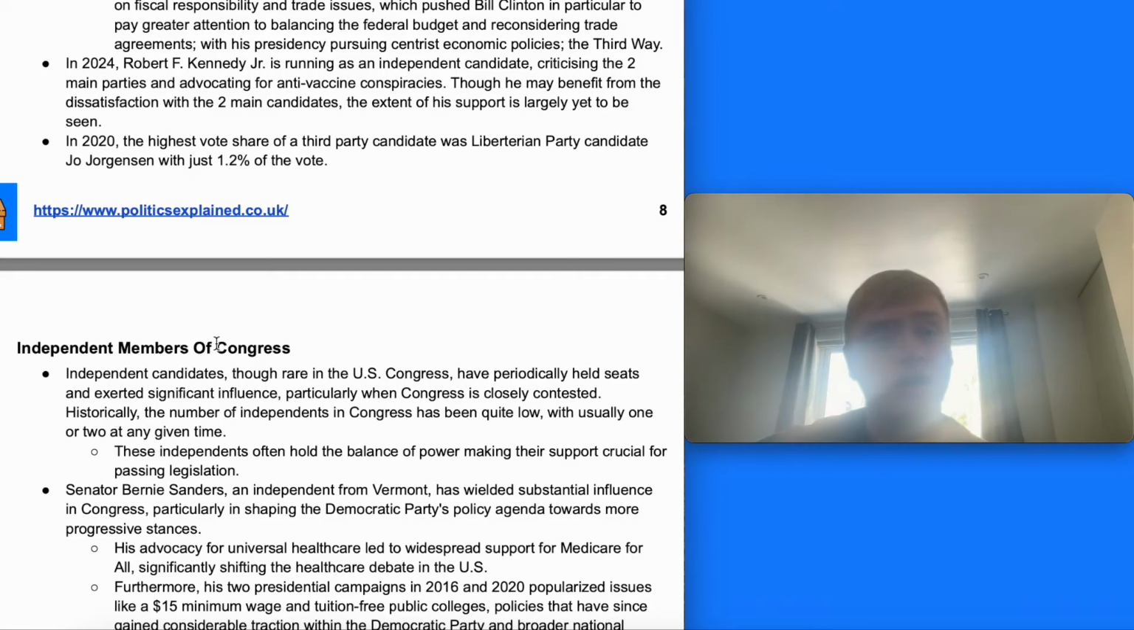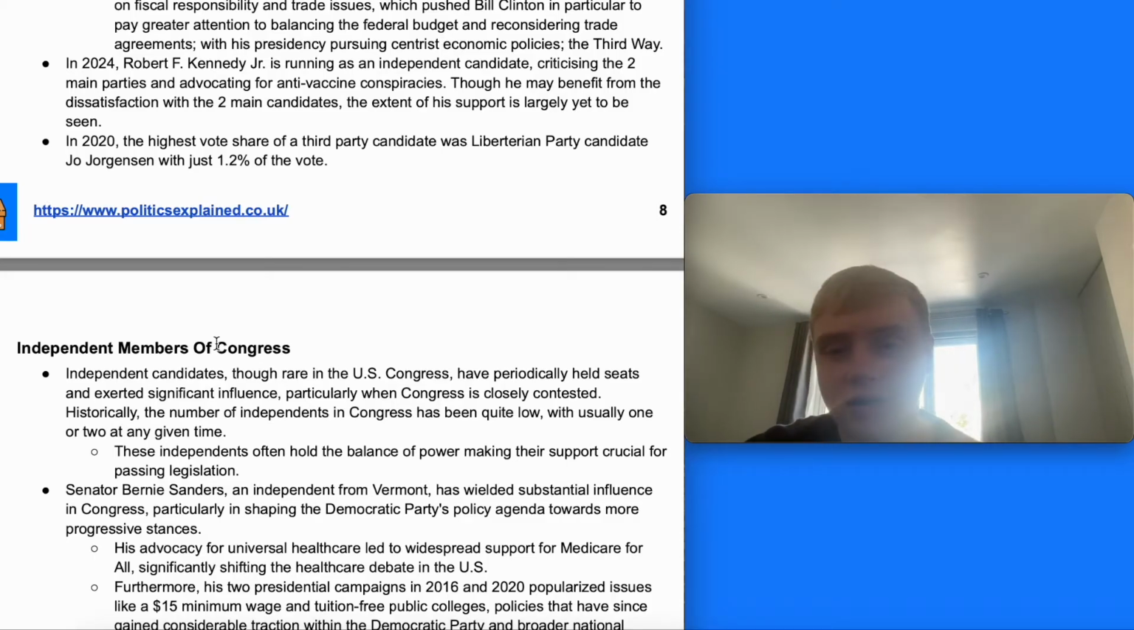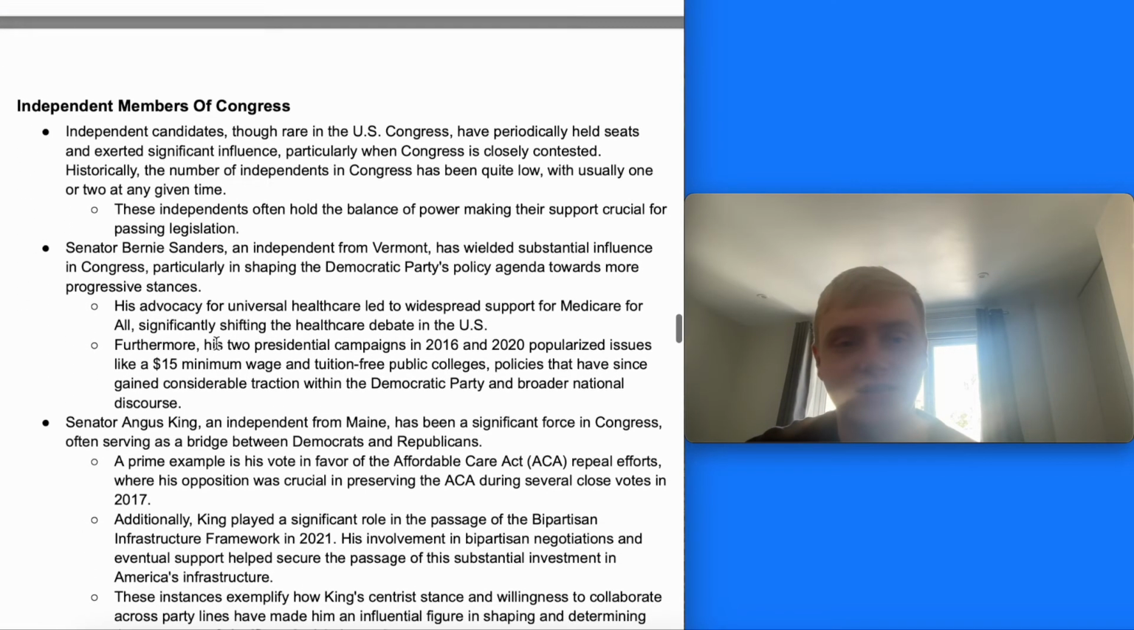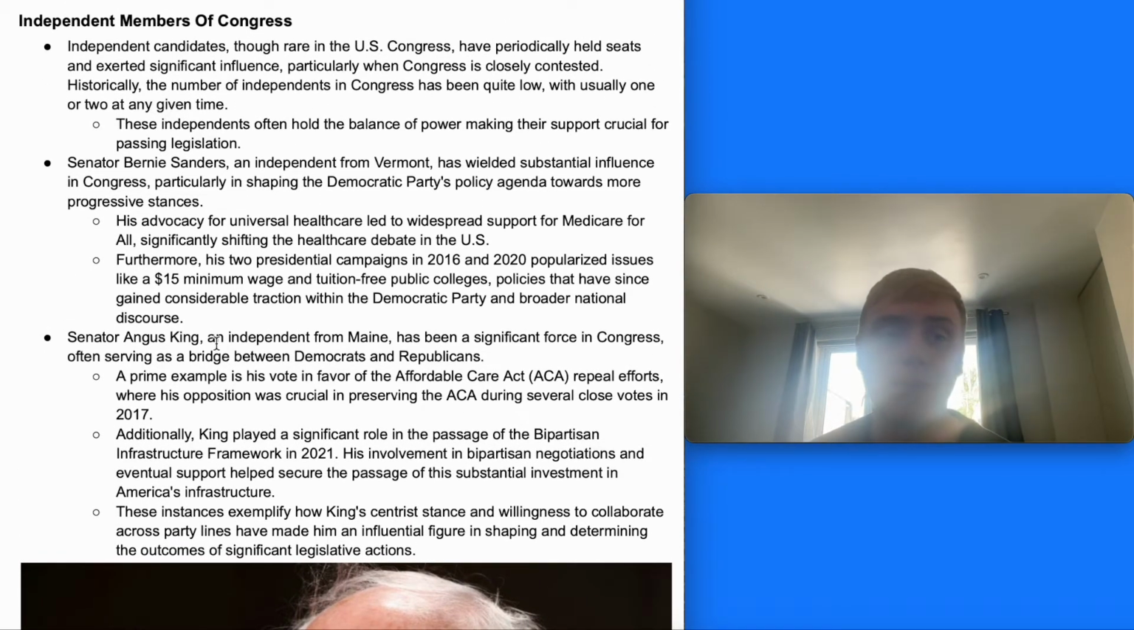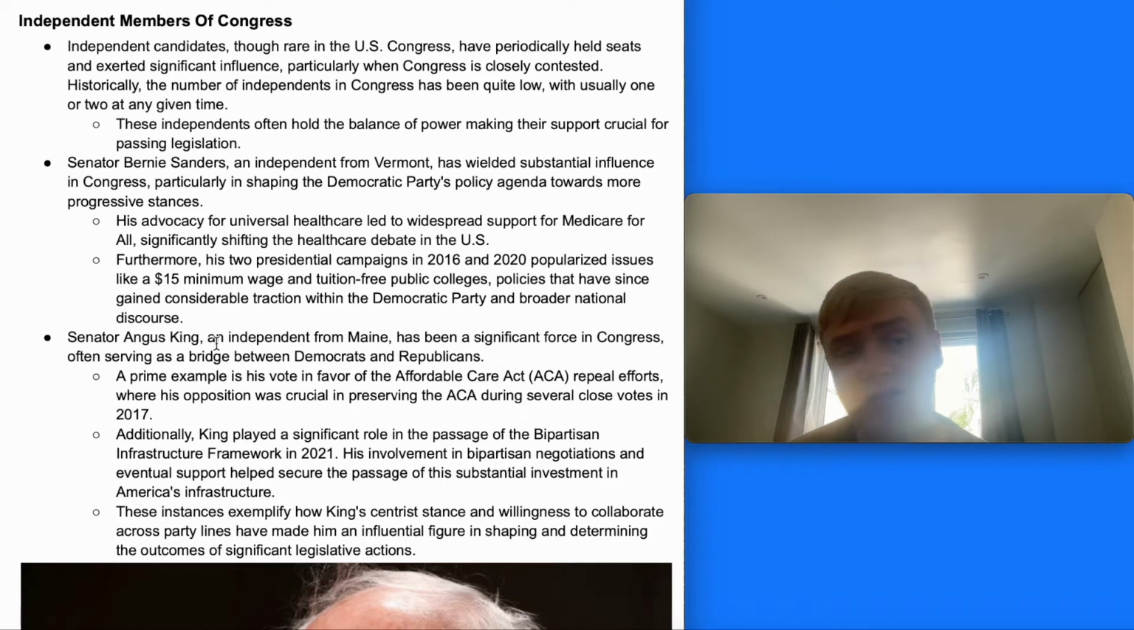But in 2020, the two main parties were so dominant, with the highest vote share of any third-party candidate being 1.2%. So that really shows it's very much a two-party system. In terms of other influences, there are also independent members of Congress. Independent candidates, though rare, have periodically held seats and exerted significant influence, particularly when Congress, and especially the Senate, is closely contested. Historically, the number of independents in Congress has been quite low, with usually one or two at a given time. But these independents can hold the balance of power, making their support crucial for passing legislation.